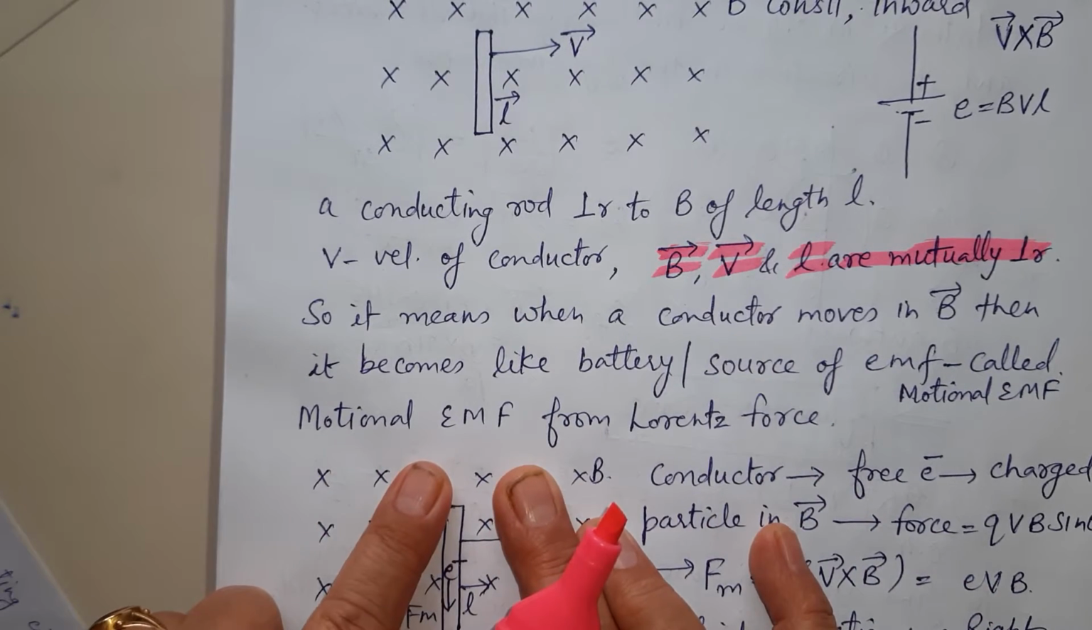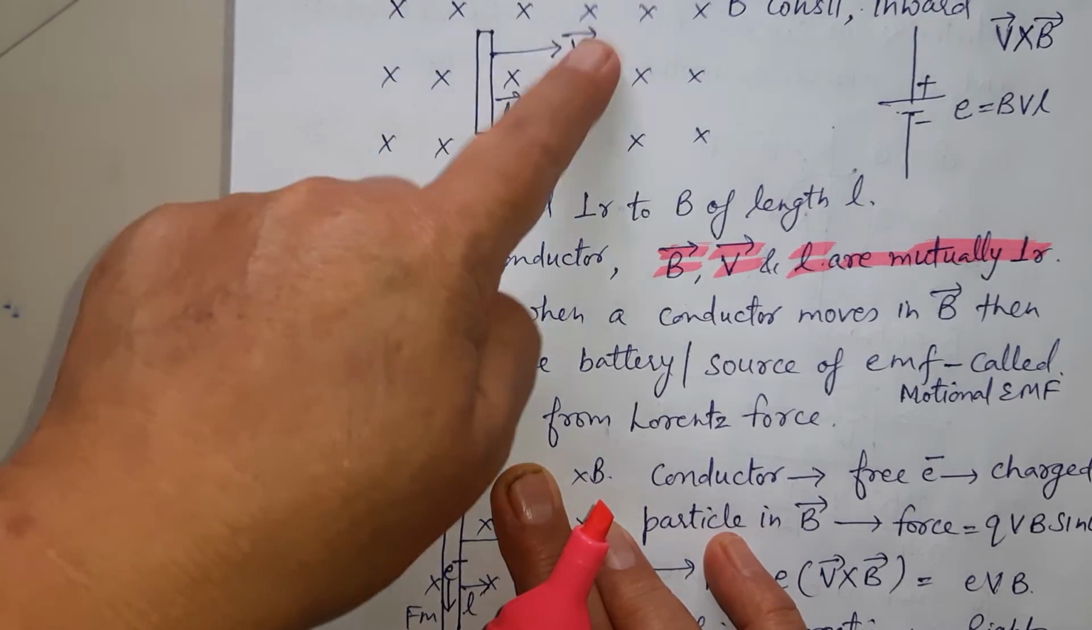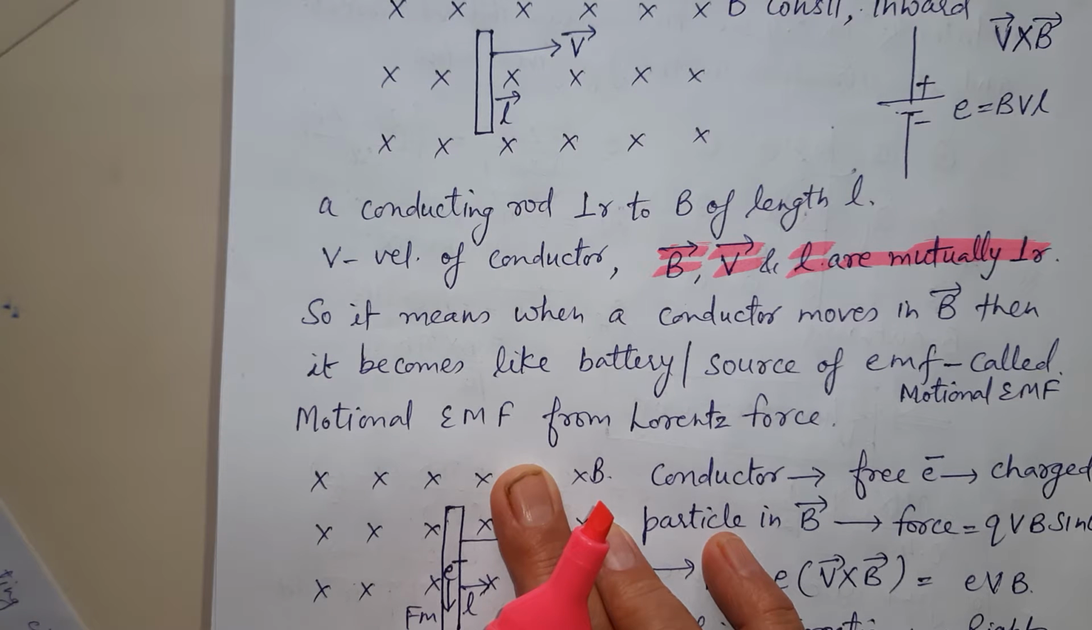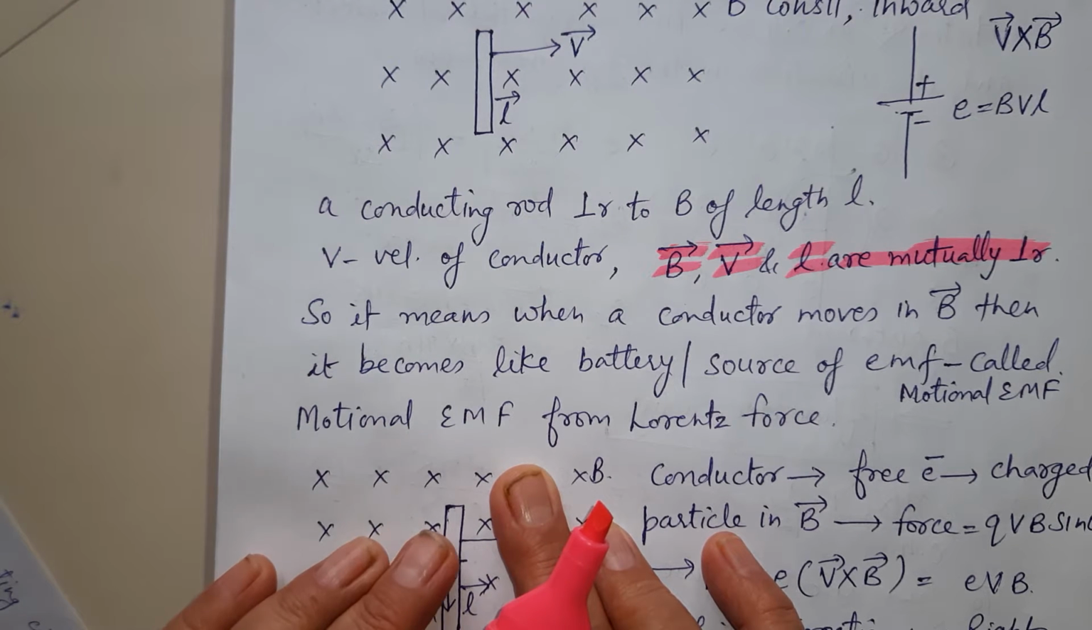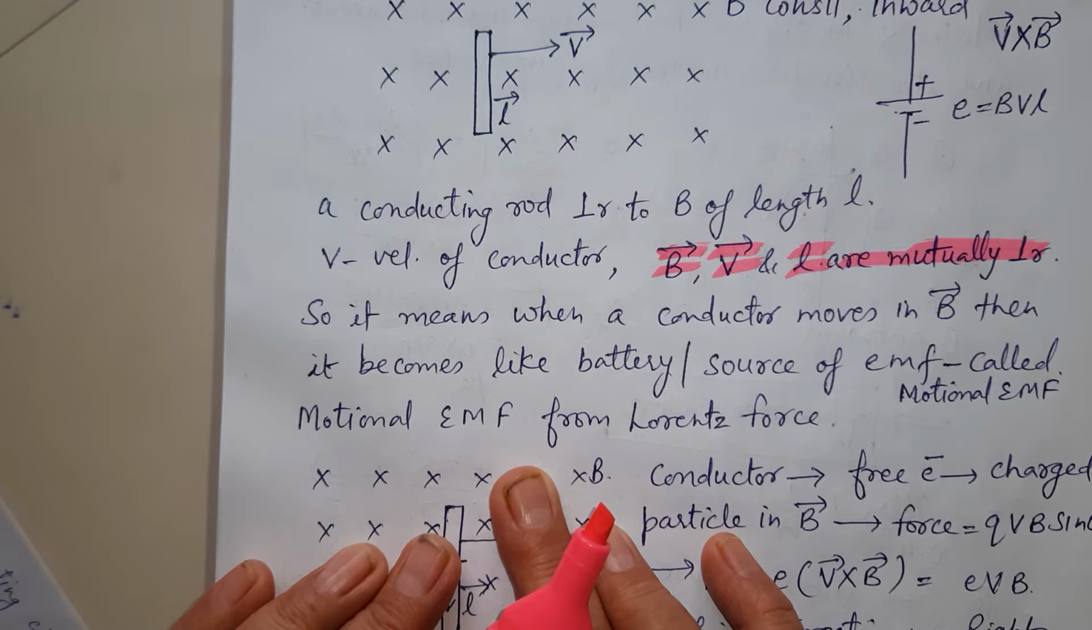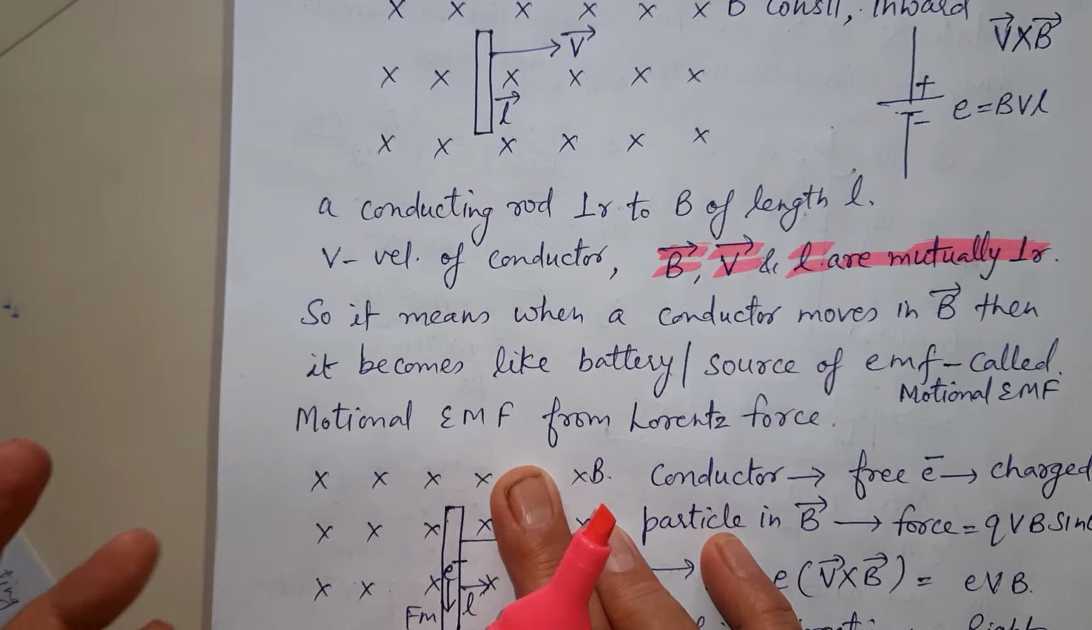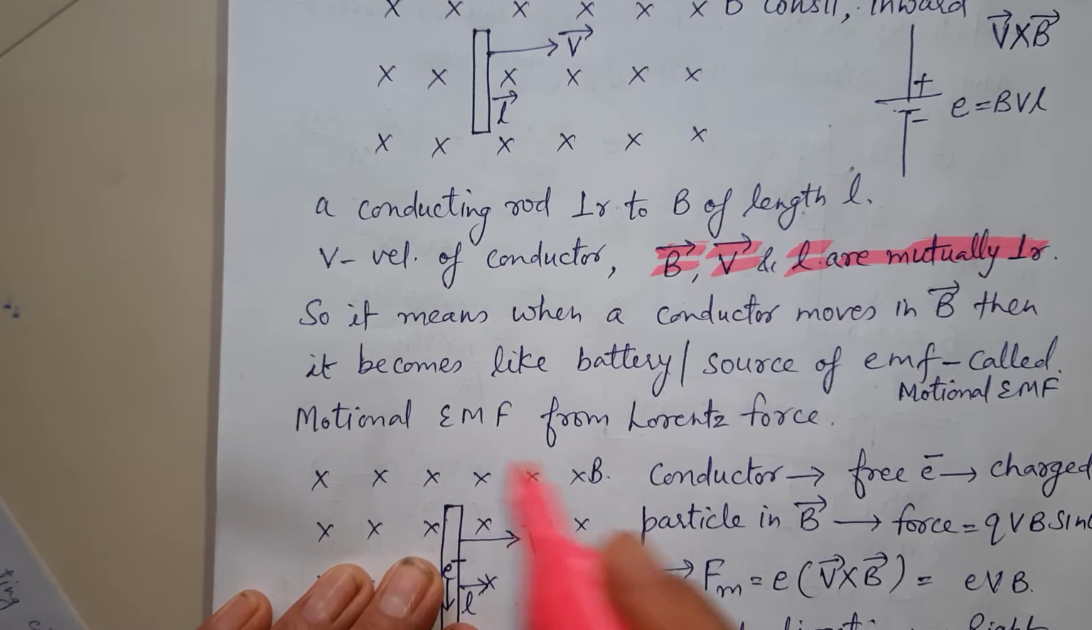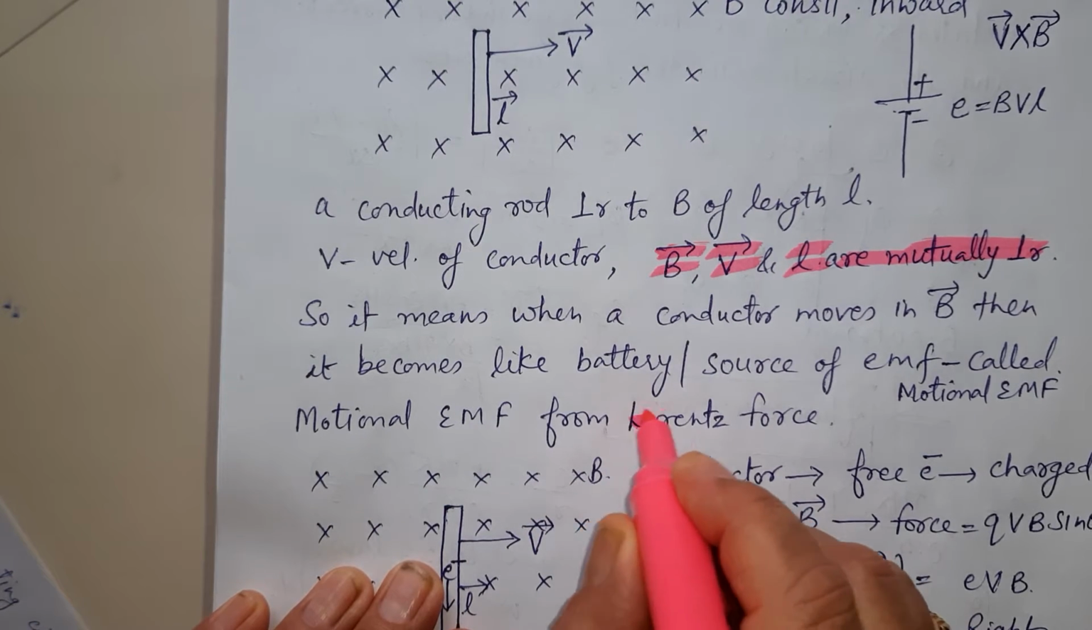There are two types of derivations for motional EMF. One is from Lorentz force and another is from Faraday's law of electromagnetic induction. We will discuss both because in examinations, numericals and derivations can be asked from either. So, motional EMF from Lorentz force.